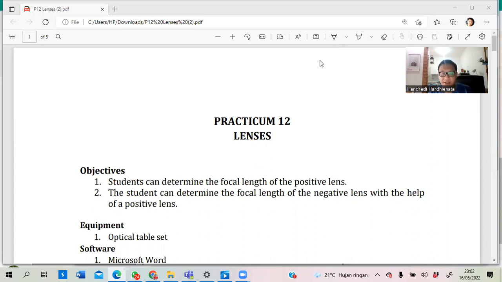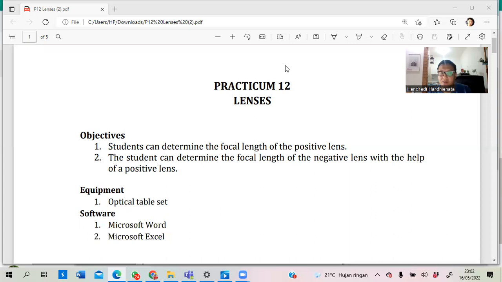In today's experiment, the equipment that you need is an optical table set, and for the software, you can use the usual Microsoft Word and Excel.